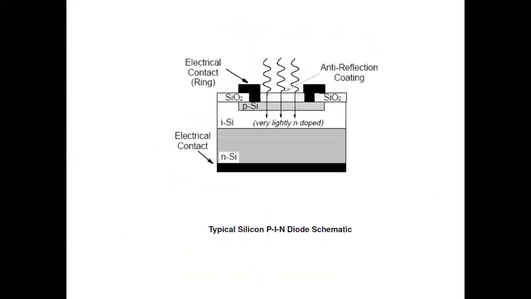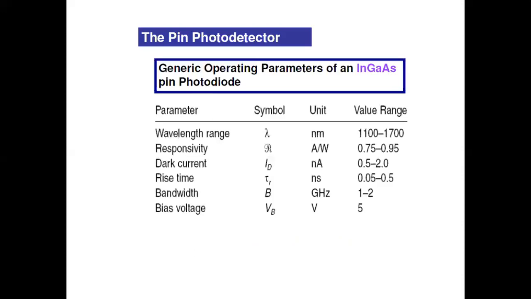A typical PIN diode schematic is given here, which includes an anti-reflection coating, electrical contacts, the I layer, and N and P layers. The generic operating parameters for indium gallium arsenide PIN photodetectors are given here. So the parameters to understand are wavelength range, responsivity, dark current, rise time, bandwidth, and bias voltages.